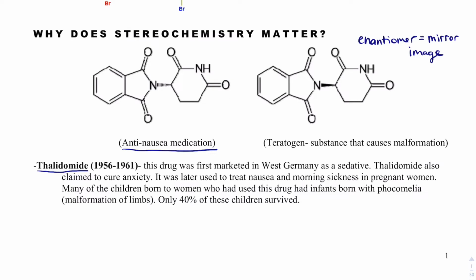And the enantiomer of the anti-nausea medicine actually happens to be a teratogen, which is something that causes some sort of malformation like a birth defect. And so a lot of babies around this time were actually born without limbs. And there's still people to this day that are living with the effects of thalidomide. So stereochemistry is actually a huge part of organic chemistry that we've sort of ignored up to this point, but now we're going to take a closer look.